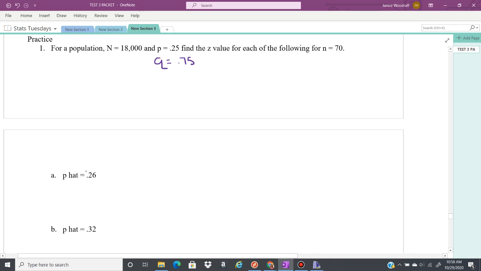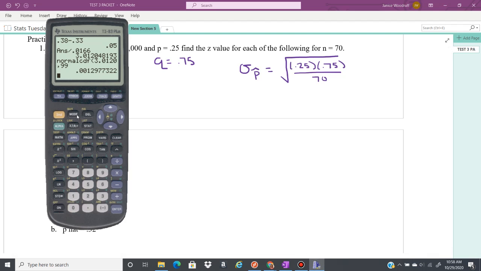If we're going to find the Z-scores for each of these values, we need a standard deviation of P hat. So let's find that. So that's going to be P 0.25 times Q 0.75 over the sample size 70. All right, so square root of 0.25 times, not minus, 0.75 divided by 70 is going to give us 0.0518.